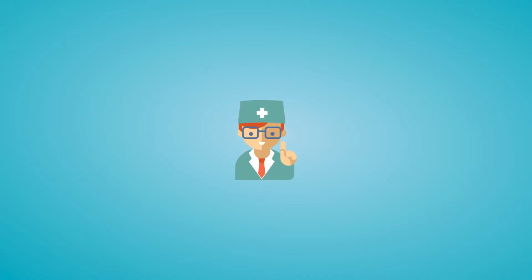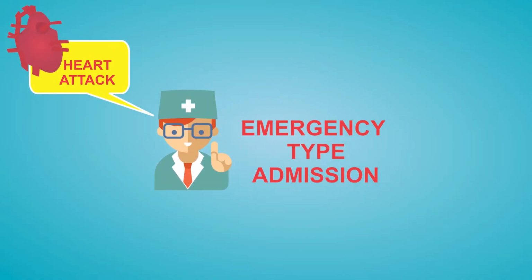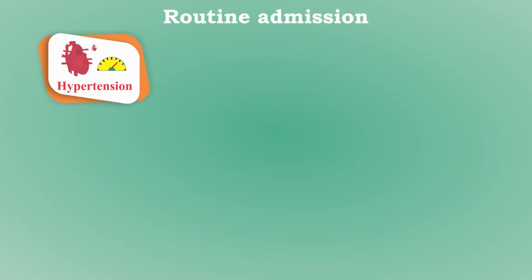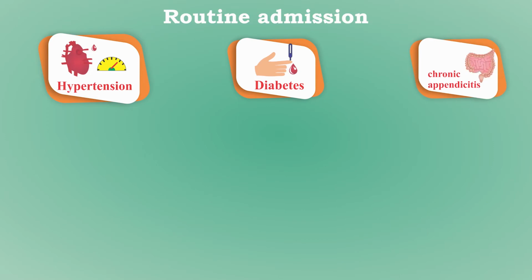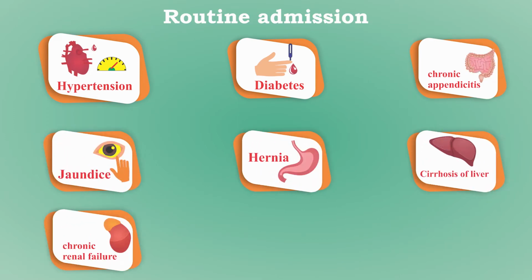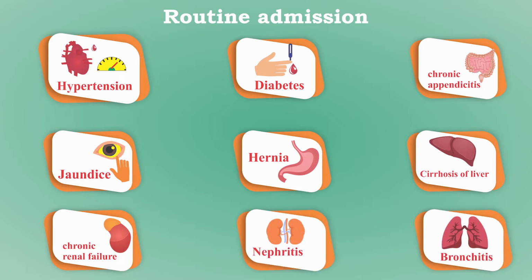The emergency type admission is required during acute conditions such as heart attack, accident, poisoning, labor pain and shock to save the life of the patient. Routine admission is done for planned treatment and surgeries in different diseases like hypertension, diabetes, chronic hepatitis, jaundice, hernia, cirrhosis of liver, chronic renal failure, nephritis and bronchitis.